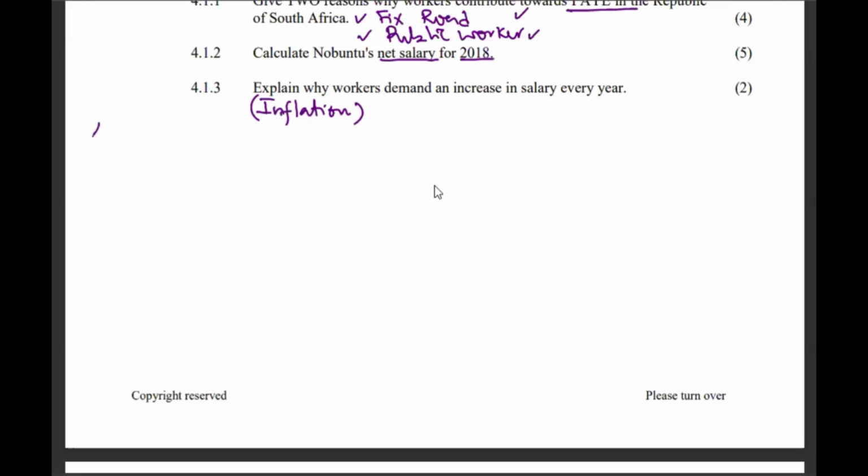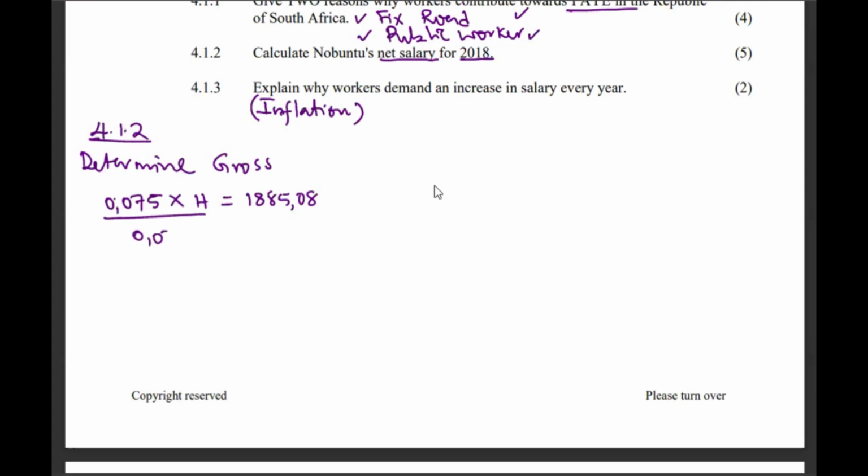So allow me to do this again. We had to determine the gross by using the pension, whereby 0.075 times a given amount gave us 1885.08. So we divided through by 0.075. Our gross became 1885.08 divided by 0.075, which is 25,134.40. So this was the gross.